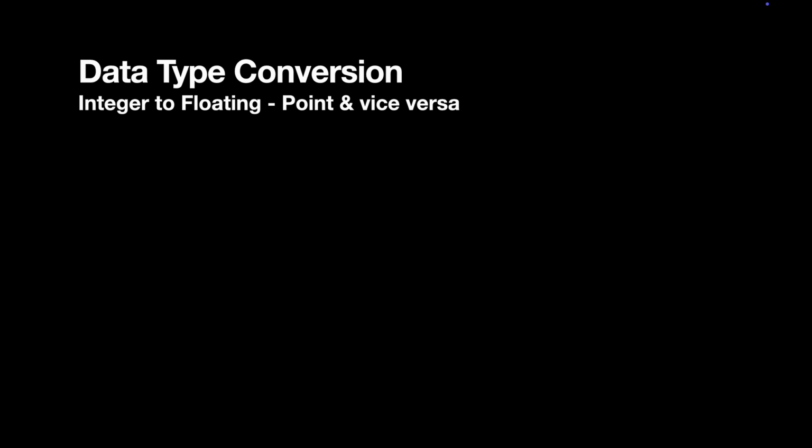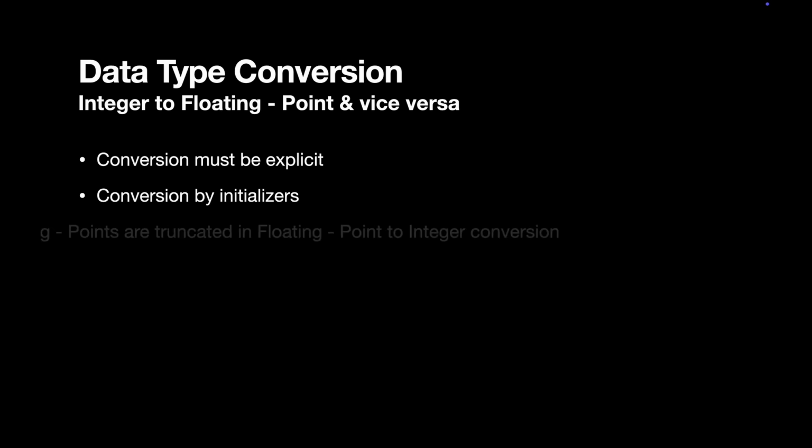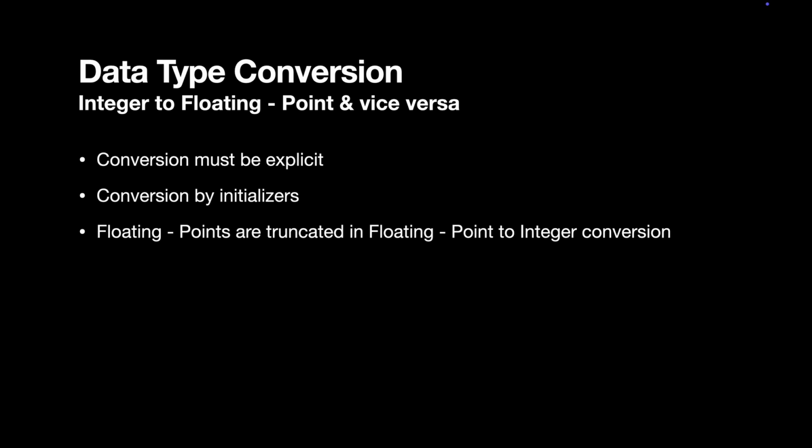Again, in this case, the conversion must be explicit. You cannot convert from float to integer and integer to float implicitly. You will need to use an initializer. And in the case of conversion from floating point to integer, the decimal part, the fractional part will be truncated. So when we convert a floating point value of pi to an integer, the fractional part will be truncated and we will get an integer that has a value of 3.